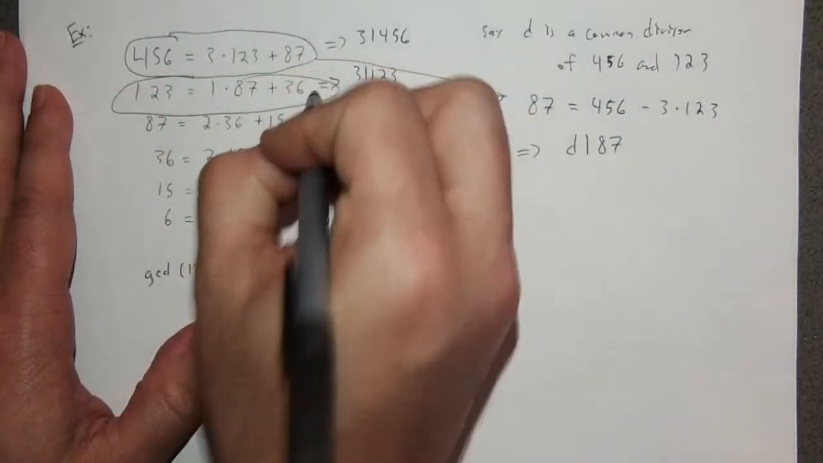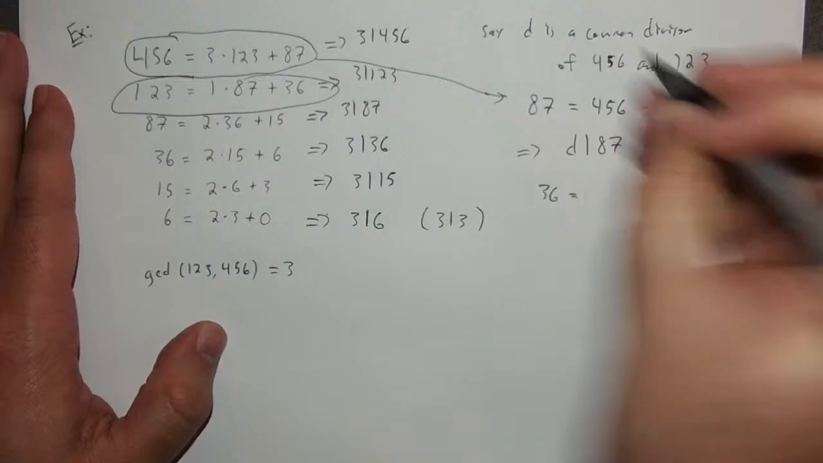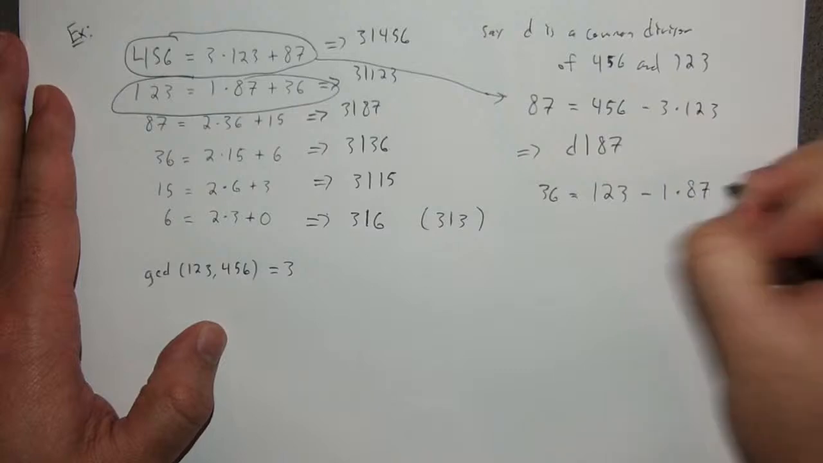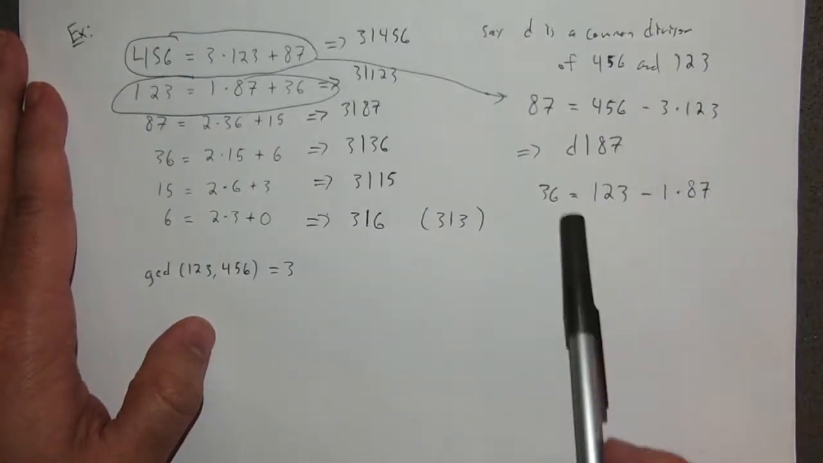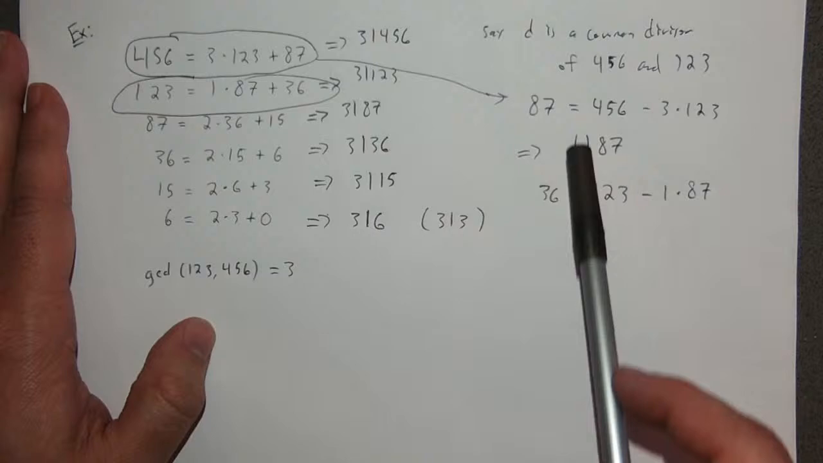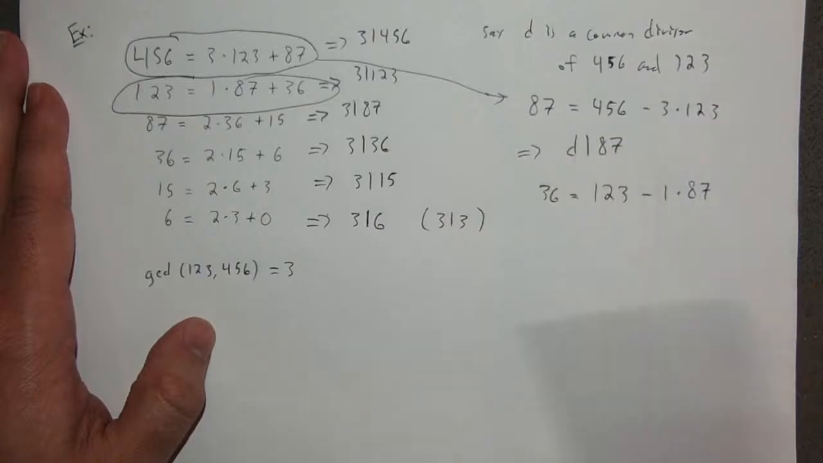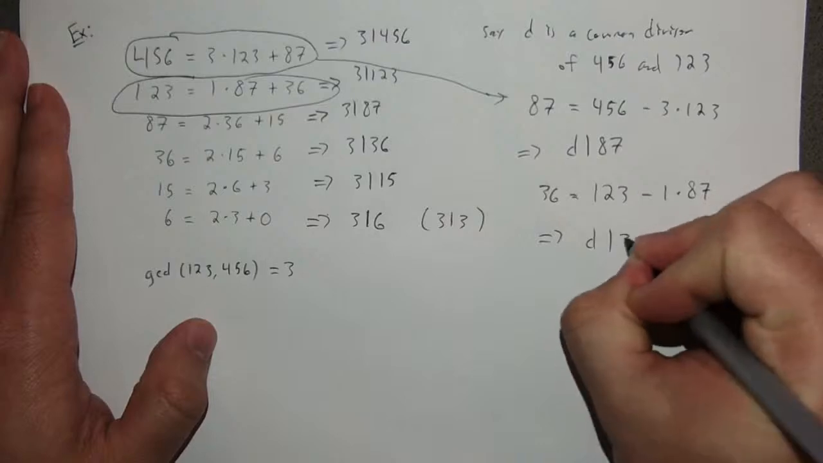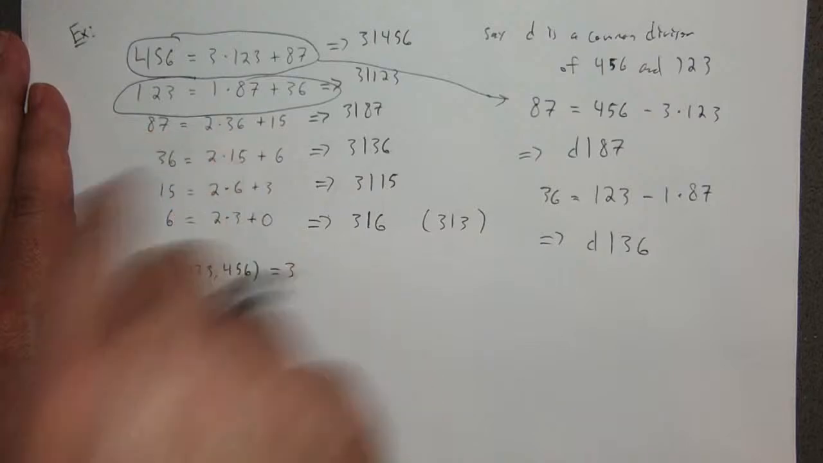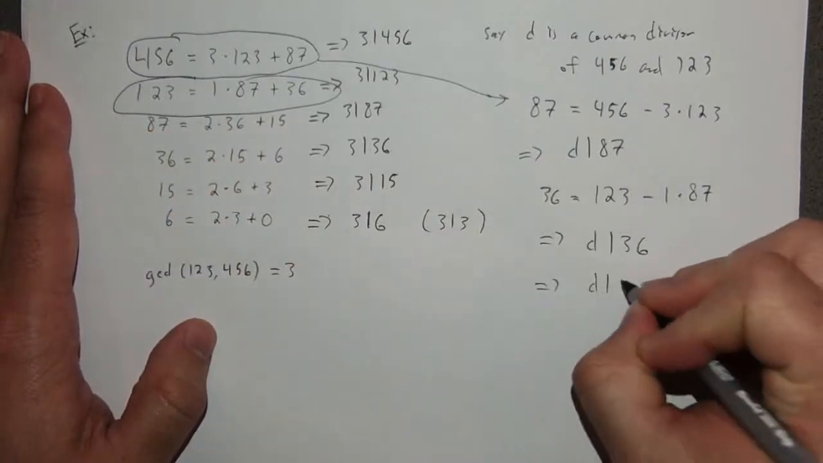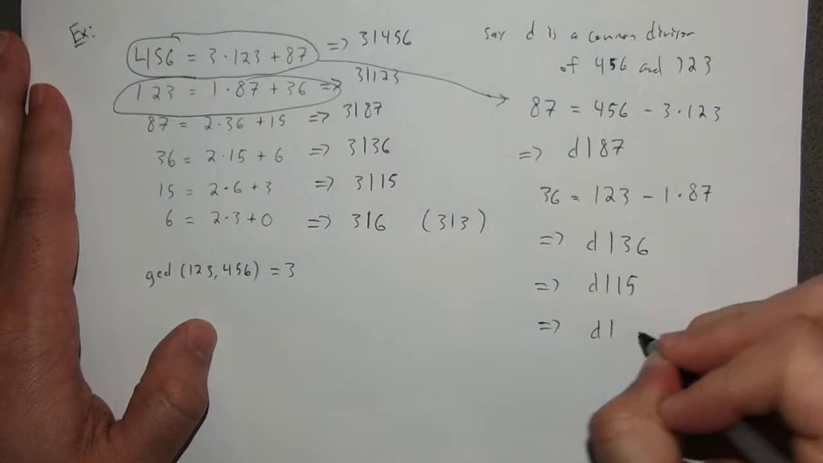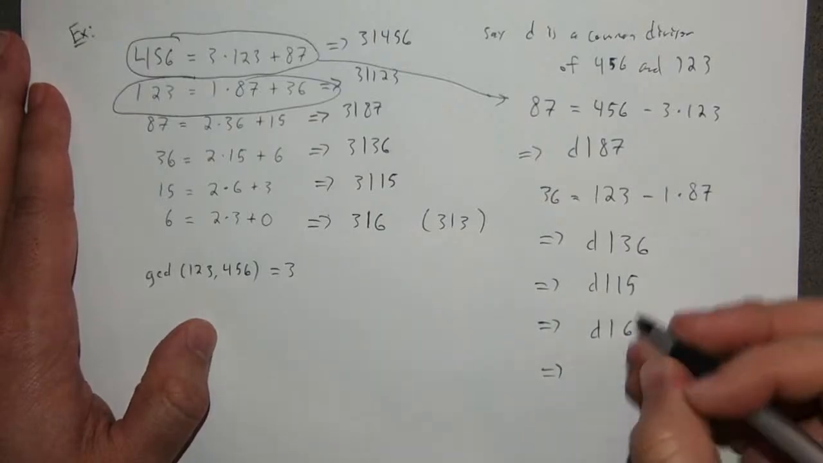So now, at this step, I write 36 as 123 minus 1 times 87. And now I have written 36 as a linear combination of 123 and 87. I know D divides both 123 and 87, so D must divide 36. Following the same rationale, next rewriting 15 as a linear combination of 87 and 36, I get that D must divide 15. And the next thing I get is D must divide 6. And then D must divide 3.